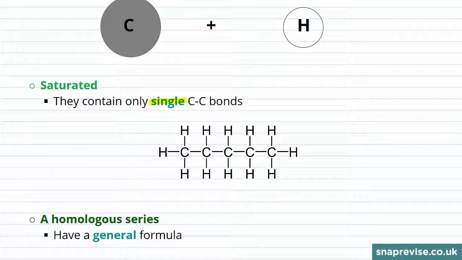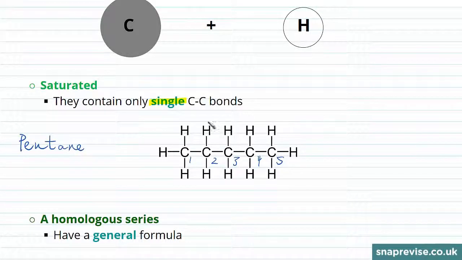We can go ahead and name this alkane. We have 1, 2, 3, 4, 5 carbon atoms in the chain. So the stem is going to be pent. Now we know that the suffix for our alkanes is ane, so this is pentane.